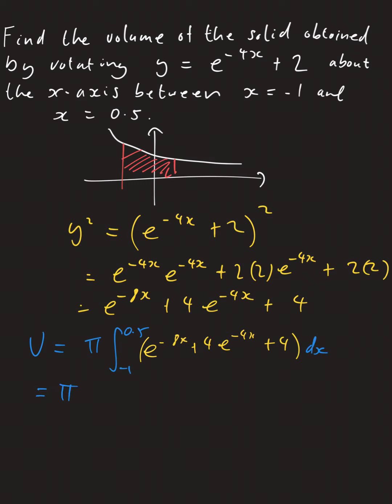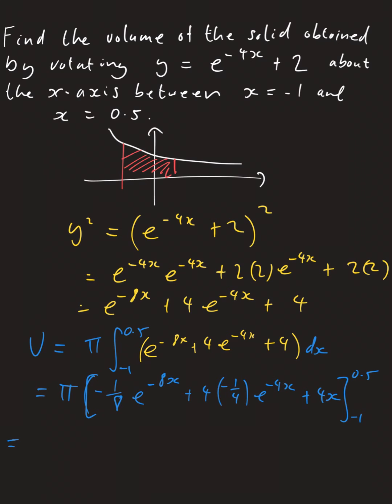So we have pi times the integral of e to the power of minus 8x, which is minus 1 over 8 times e to the power of minus 8x. Then we have plus 4 times the integral of e to the power of minus 4x, which is minus 1 over 4 times e to the power of minus 4x, and the integral of 4 is 4x. And my limits are minus 1 and 0.5.